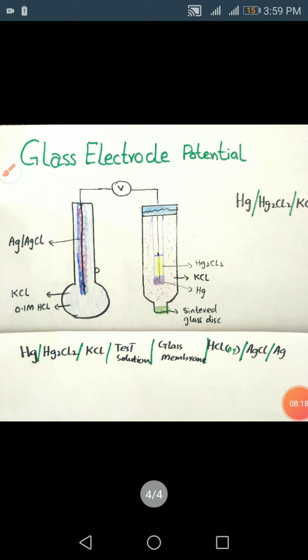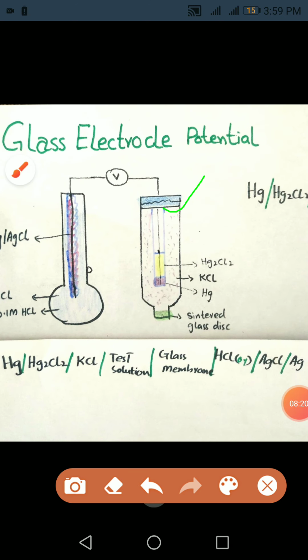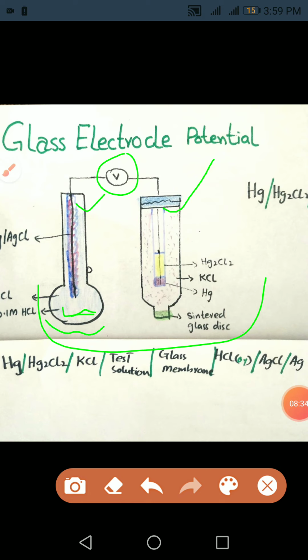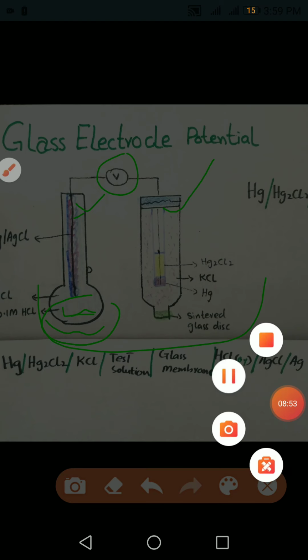So the basic concept here is to keep this potential constant, keep this potential constant. Then put it in a test solution, so a potential develops across this membrane on both sides, and that potential depends on the H+ concentration. So if we keep all other potentials constant, what does it mean? The potential change will be equal to the potential developed across this membrane, right? This is how we can measure the potential across this membrane.